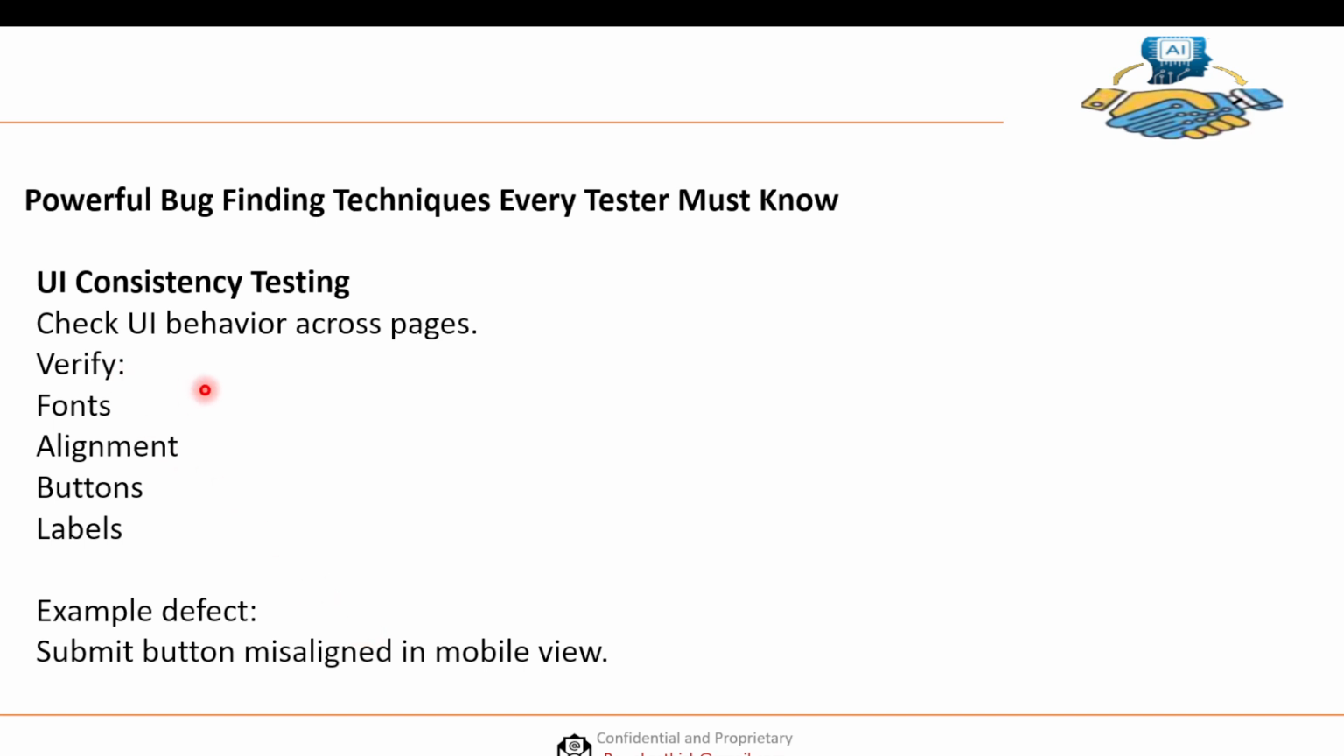Then next is UI consistency testing. We'll check the UI behavior across the pages. We'll verify fonts, alignment, buttons, labels. For example, the submit button may be misaligned in mobile view. If our application supports mobile, then we need to verify all these things.